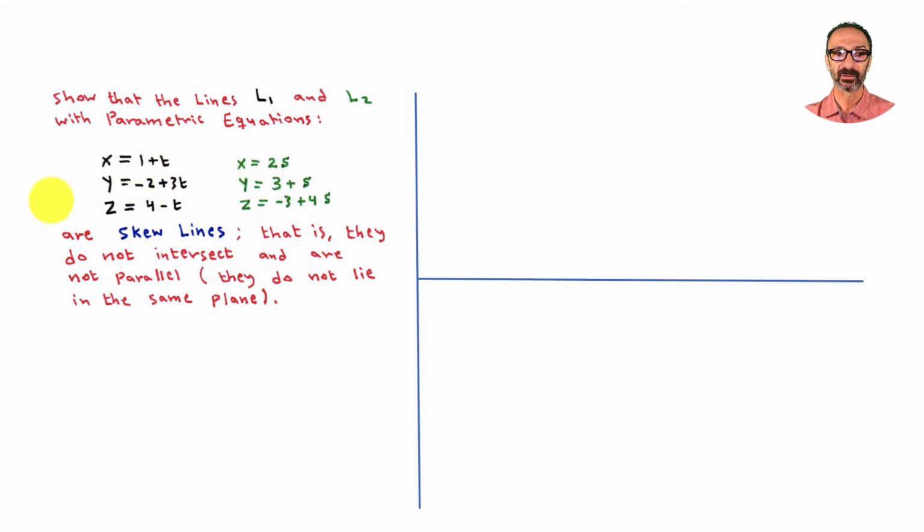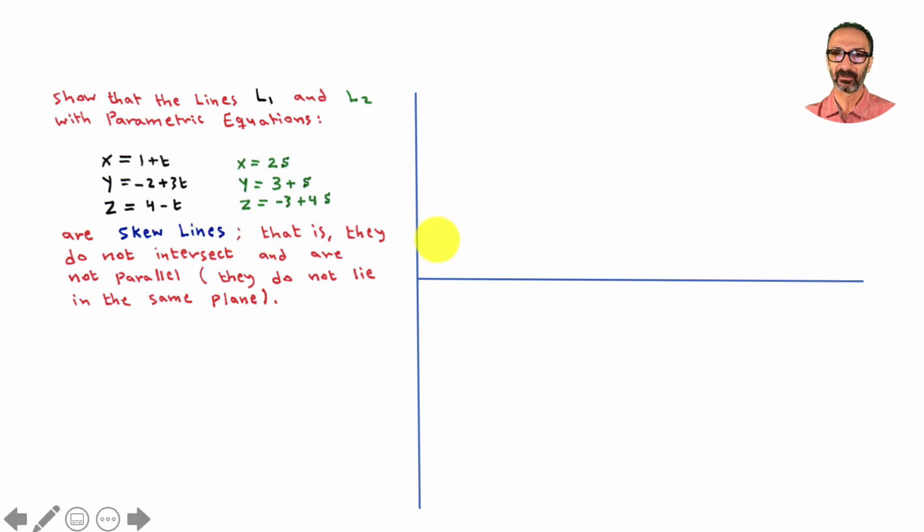So I have 2 points, 2 lines. They want me to show that L1 and L2 are skew lines. What are skew lines? Skew lines means they're not parallel and they don't intersect. That means they're in 3D. Imagine they are in 3D but parallel. You twist one, let's say 45 degrees, they become like an X, but they're far from each other, they're not touching each other.